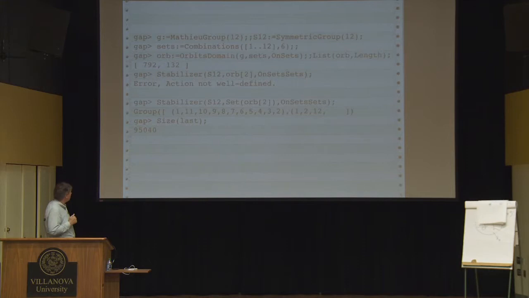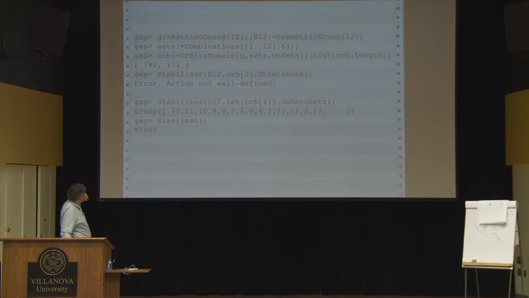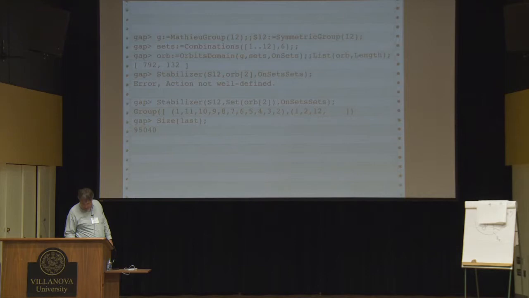Okay, so here I have a small example of an orbit calculation. I take the Mathieu group M12, I take the symmetric group S12, and I'm taking all six element sets from points 1 to 12. That's what's happening in this second line. And now I calculate, on these sets, of which there are almost 1,000, the orbits of the Mathieu group, and I'm giving an explicit function for the action, the function on sets, and I find there are two orbits, one of length 792, one of length 132. I'm calling actually not orbits, but orbits domain. Orbits domain guarantees that I'll never leave this set of points, and then some things can get a little bit more efficient.